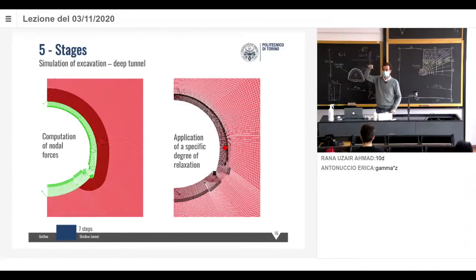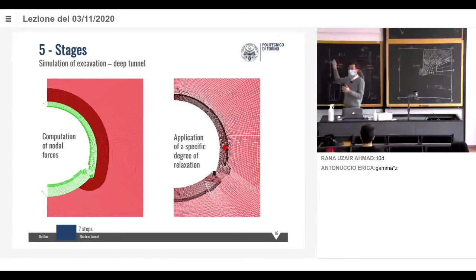So for those that went through rock mechanics, this is lambda. Remember that lambda? There was 0.2, 0.4, 0.8, 1. That's it. So if you apply a degree of relaxation, then we can simulate the excavation.